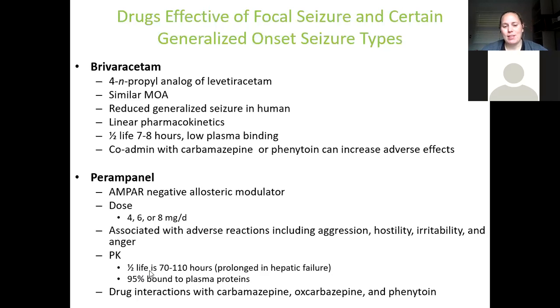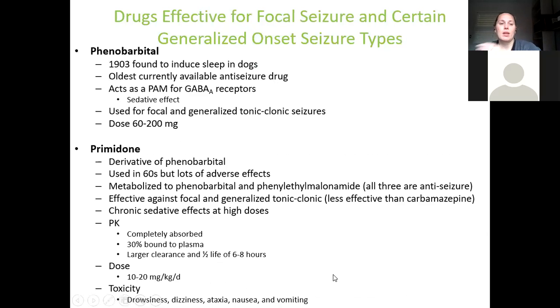Here's the PK, pharmacokinetics, which is the shorthand I'm writing here. The half-life of this is pretty long, and it's prolonged if hepatic failure is occurring in the individual. It's 95% bound to plasma proteins. And then here you can see the drug interactions you might have with this particular drug, again with some of the other anti-seizure medications that we've previously described.